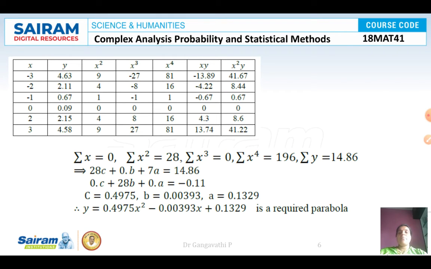Let us construct the table which fulfills our requirement like the earlier problem. Tabulate all the values of x given, tabulate all the values of y given. The requirement is x square, x cube, x power 4, xy and x square into y. So let us complete this table as we have discussed in the earlier problem.